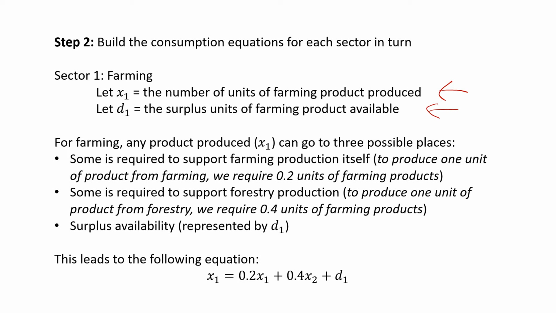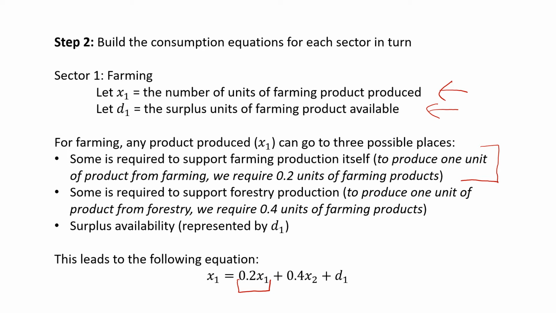We said that for farming, if you look back at the description of the problem, to produce 1 unit of product from farming, we require 0.2 units of farming products. So, in other words, the total amount of farming stuff produced, you have to multiply it by 0.2 to get the number of units needed just to support itself. So 0.2 times x1 is the amount of farming products needed to support the farming sector.